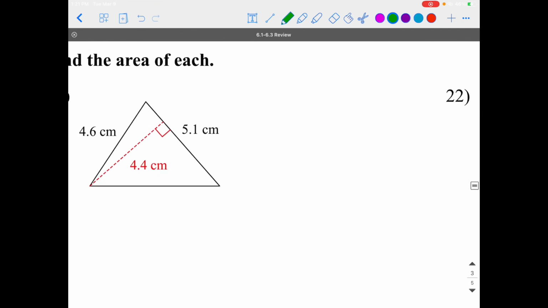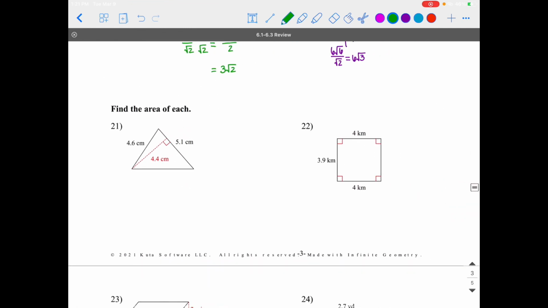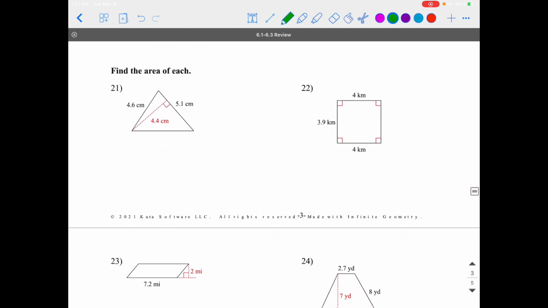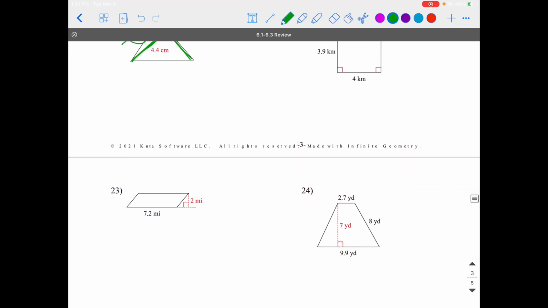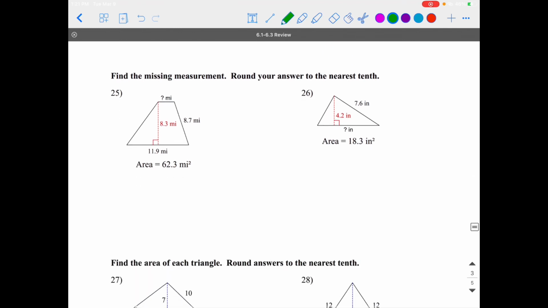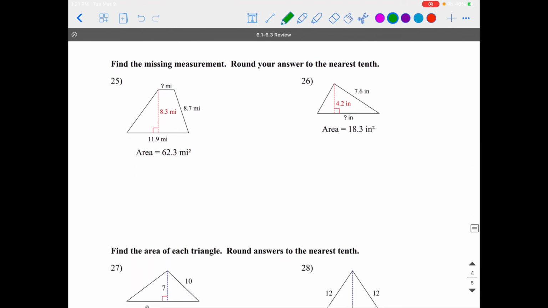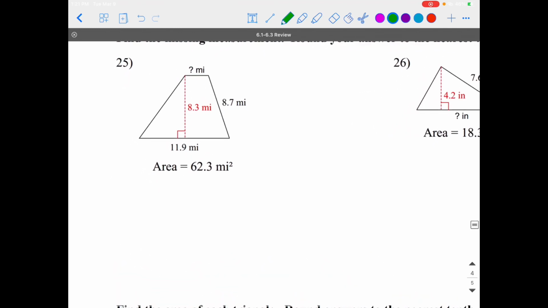Number 21, 22, I feel like you should probably be good on those. Remember with 21, your base and your height are the two numbers that create the 90 degrees. That 4.6 was not needed. All right, getting to 25.